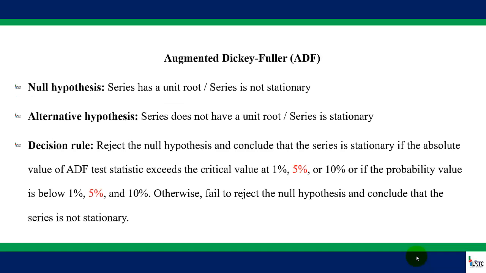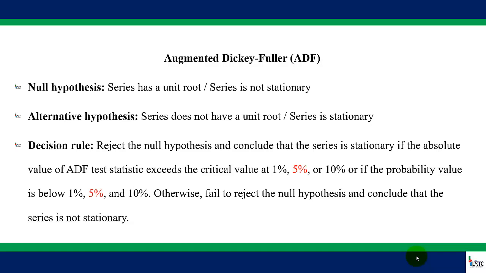Now let us look at the first one. Let us look at the null hypothesis, the alternate hypothesis, as well as the decision rule. These things are very important. You need to know them so that you will not have issues when you are trying to interpret your results. Now let us take a look at the null hypothesis for the Augmented Dickey-Fuller test.